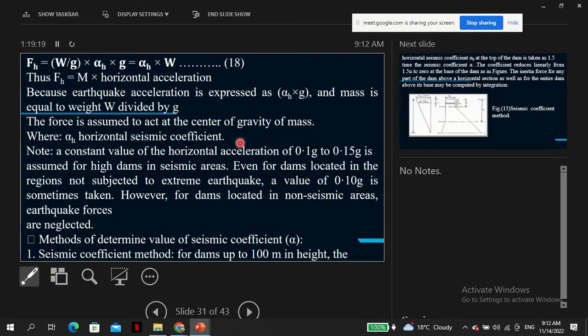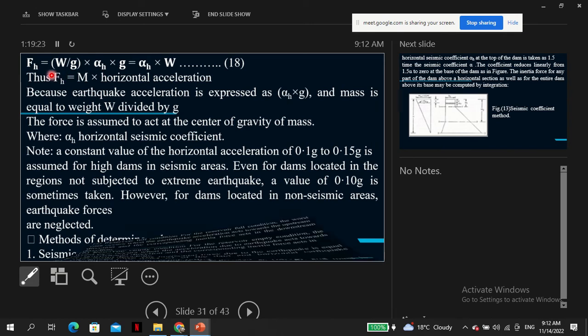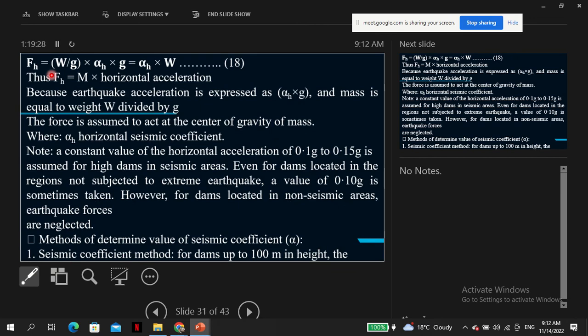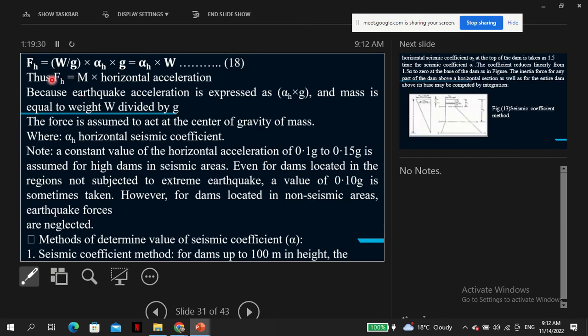So this is just to explain what we're talking about. The horizontal force is mass times acceleration, like I've said, because earthquake acceleration, I think this is a repeat.